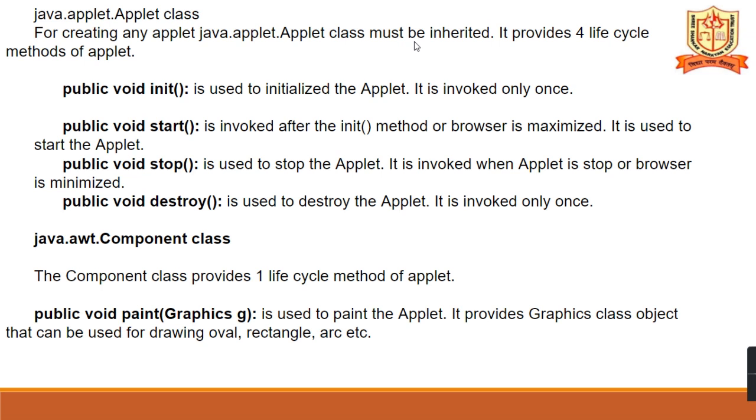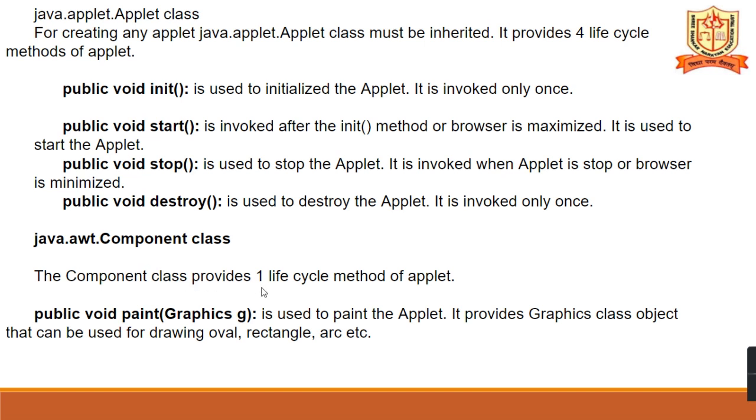It provides the 4 lifecycle methods. First is the init method. It is used to initialize the applet. The start method is invoked after the init method is called, the stop method is used to stop the applet, and the destroy method is used to destroy the applet. It is called only once.